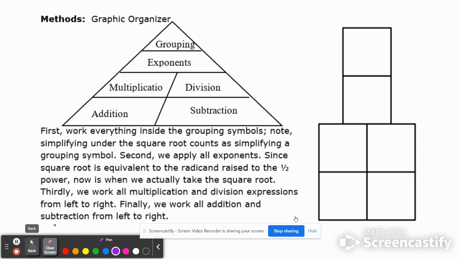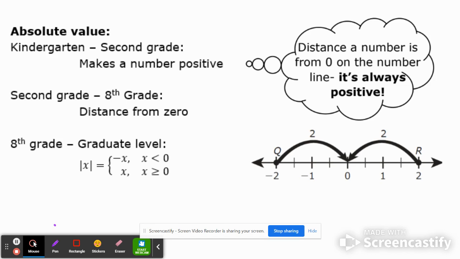Just a very quick overview of absolute values. This is what we see from kindergarten to second grade. You can teach a kindergartner what absolute value is by telling them it makes the number positive. That is totally understandable to them. It's like a machine: you put the number in, it comes out positive. From second grade to eighth grade, you can describe to a student that it's the distance from 0.